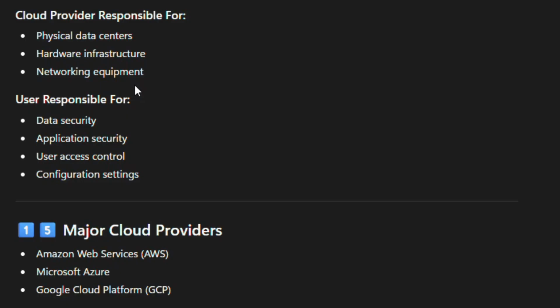What are the major cloud providers? These are the three trending cloud providers in the market. AWS, Amazon Web Services; Microsoft Azure, owned by Microsoft; and Google Cloud Platform, owned by Google. These are the three service providers in the market. Most commonly you will use Amazon Web Services, AWS.